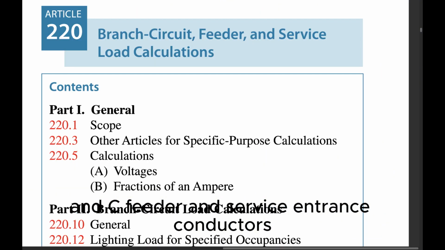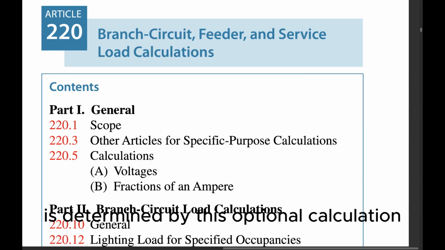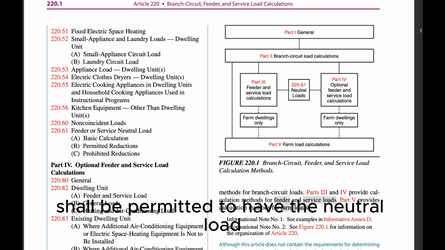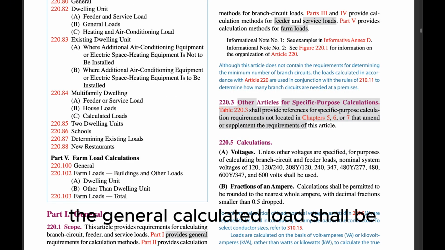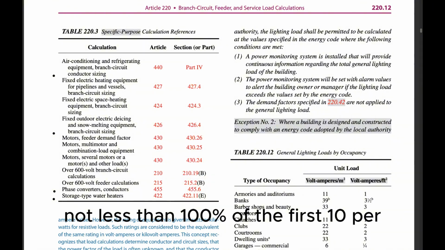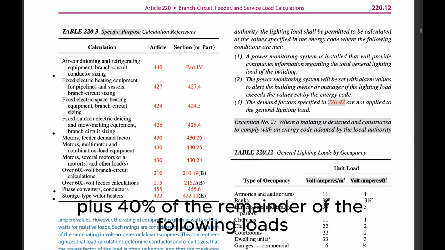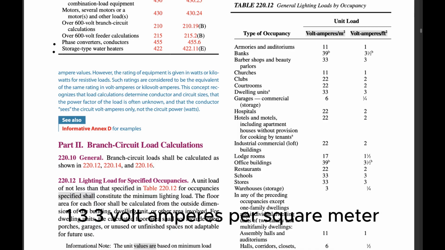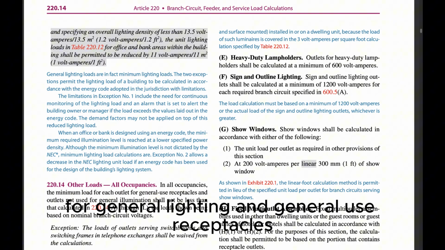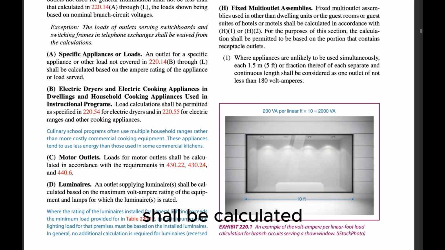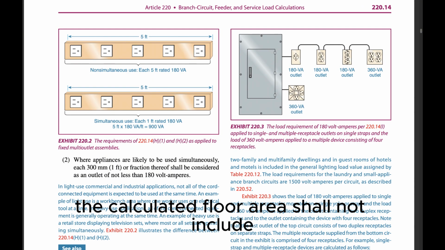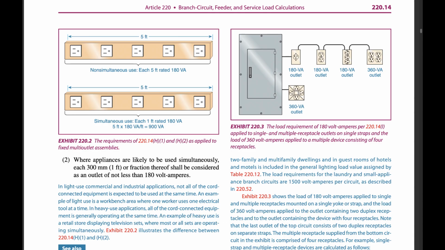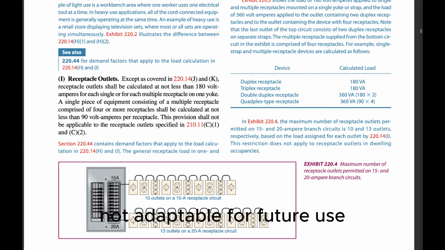Feeder and service entrance conductors whose calculated load is determined by this optional calculation shall be permitted to have the neutral load determined by 220.61. B. General loads. The general calculated load shall be not less than 100% of the first 10 kVA plus 40% of the remainder of the following loads: 33 volt-amperes per square meter or 3 volt-amperes per square foot for general lighting and general-use receptacles. The floor area for each floor shall be calculated from the outside dimensions of the dwelling unit. The calculated floor area shall not include open porches, garages, or unused or unfinished spaces not adaptable for future use.